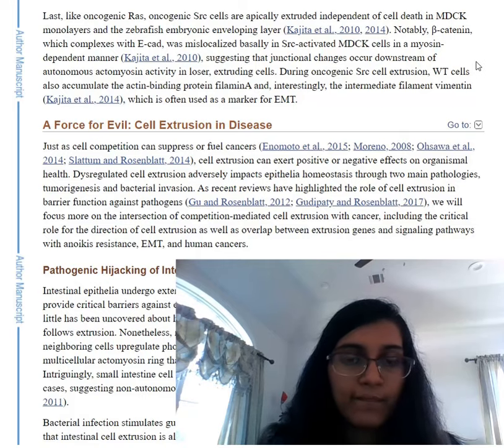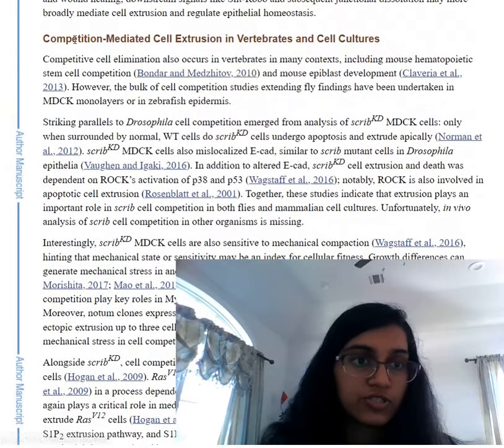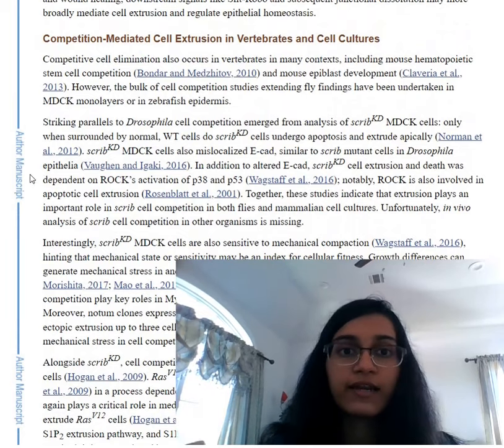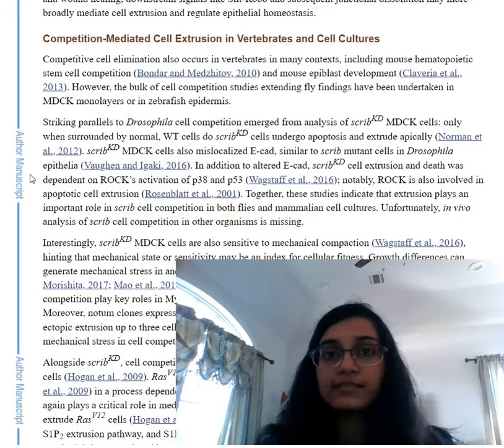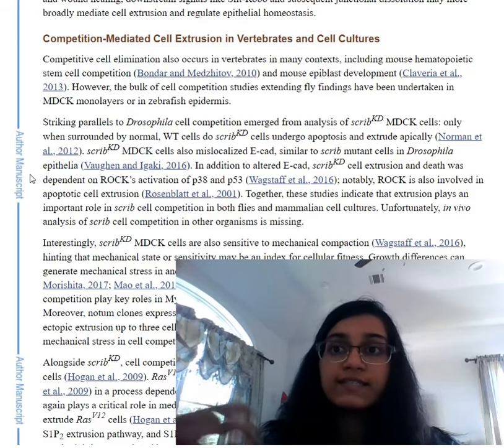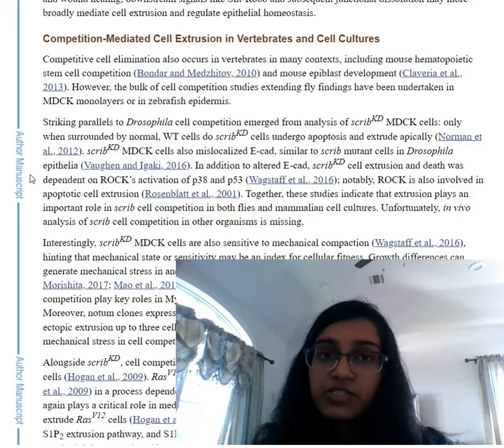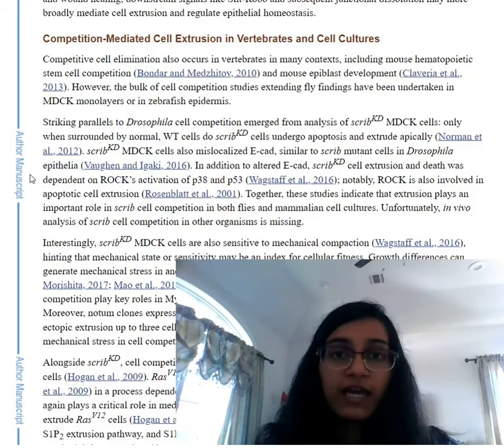So we just finished going through the gist of this section, where they basically outline how competition-mediated cell extrusion in vertebrates is similar to what we saw in the Drosophila fly experiments. And again, it just goes to show that cell extrusion isn't an isolated event in one type of species or organism, and that it plays important roles in vertebrates and in these Drosophila flies. It plays major roles in all of these types of cells.